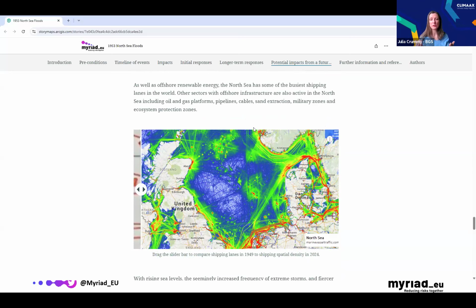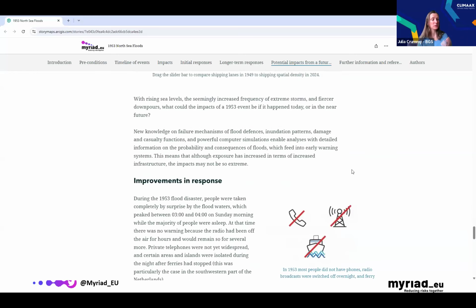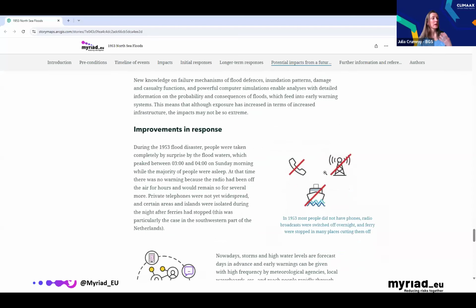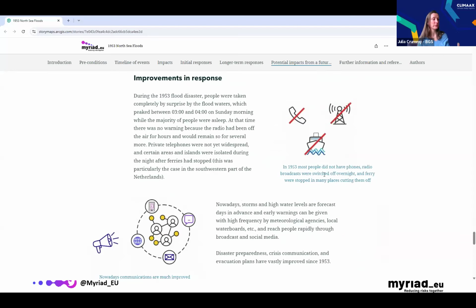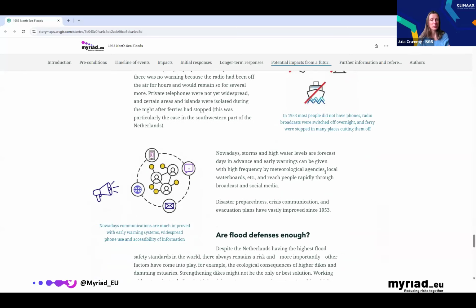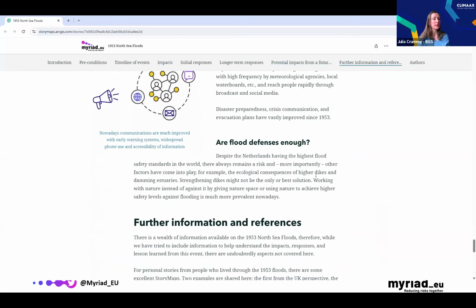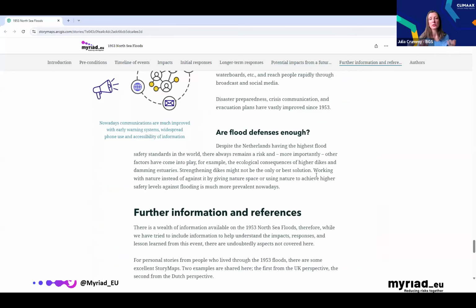If you've got a storm surge coming down, gale force winds, what could the potential impacts of that be, and how can we think about planning for that? It's really just to get the conversation started. We don't come up with any answers in this. We've got improved responses now, early warning systems, improved flood defences. But is that enough? It's really about getting stakeholders to start the discussions.